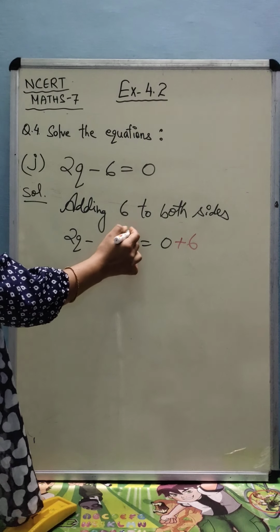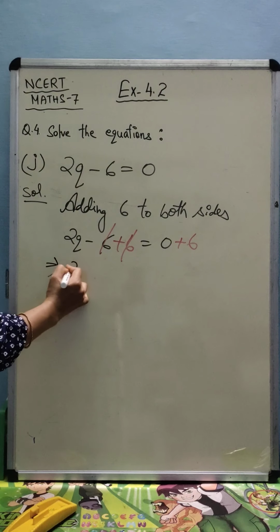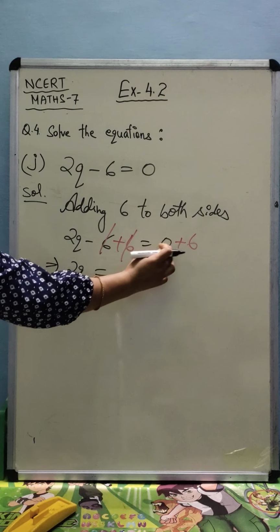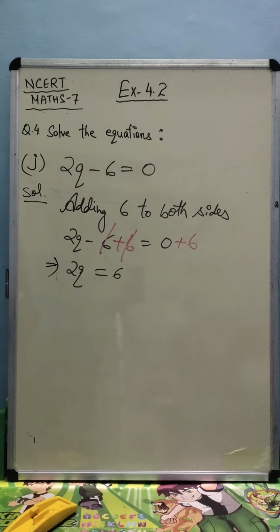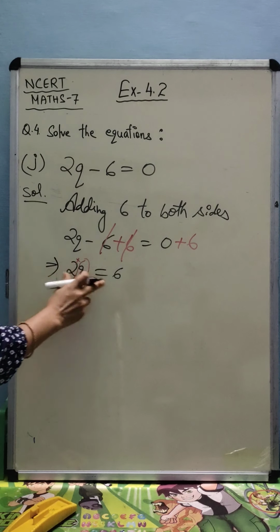On the LHS, plus 6 and minus 6 will cancel. So what remains in the LHS? It's 2q. And in the RHS, what do we have? 0 plus 6 is 6 only. So 2q is equal to 6. But this is not the final answer. We have to find the value of this q. Now this q is multiplied by 2 here. To remove this 2, we use the opposite operation of multiply, that is divide. So we will divide both sides by 2.